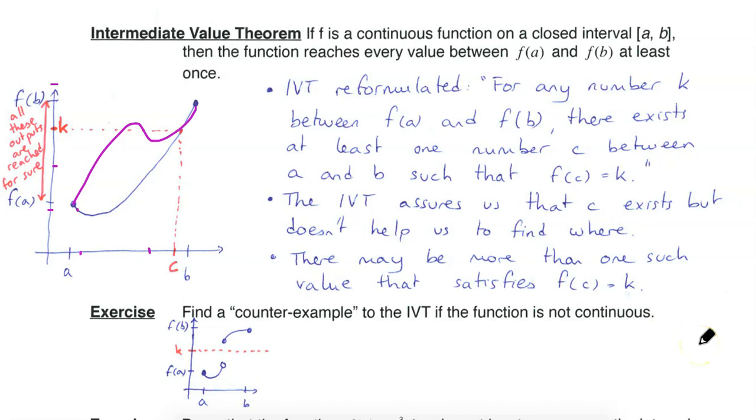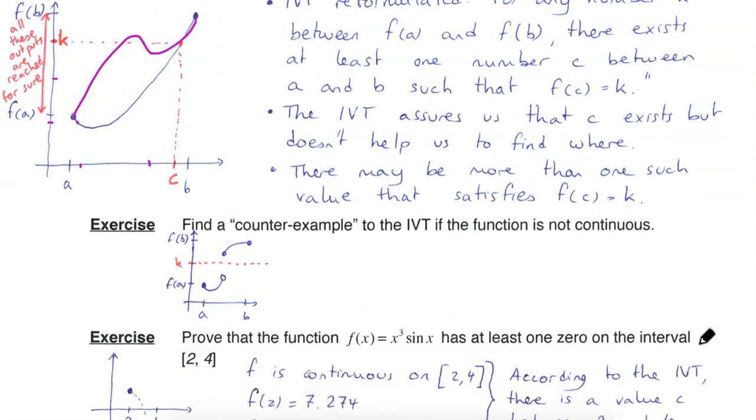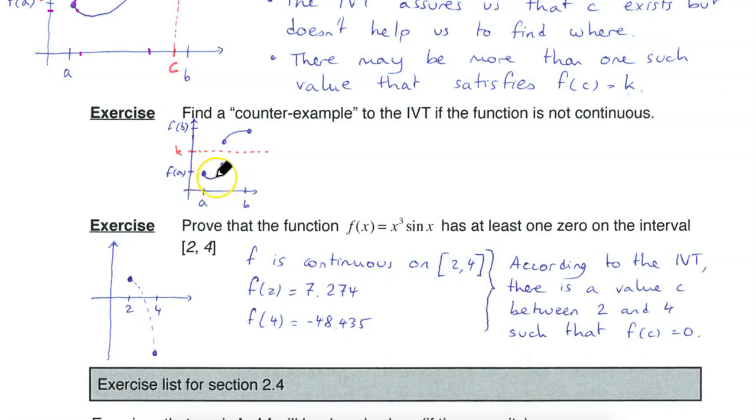You can see how it's important that the function is continuous in order to have this theorem be applied, because in an example like here, where I have a function that is not continuous, then between f of a and f of b, if someone picked that value k, then I wouldn't be able to find c here such that f of c equals k. So we must check that a function is continuous before we apply the theorem.